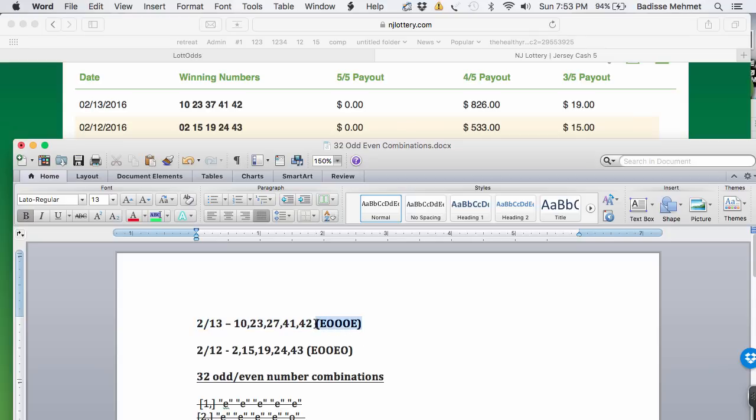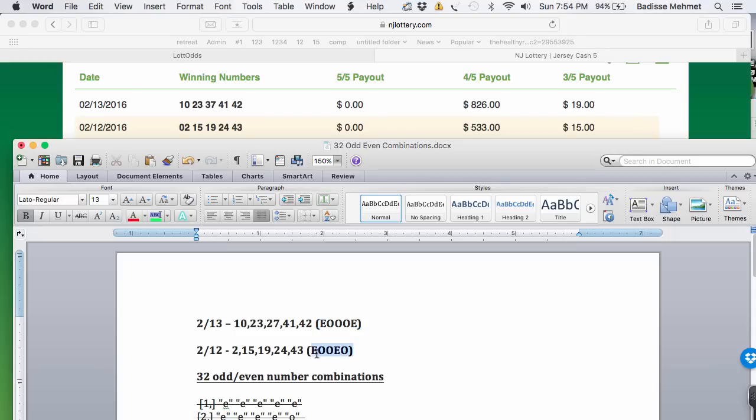Look, on February 13th there are 3 odds in that number. And on February 12th there are 3 odds in that number. First of all, you have the odd even pattern. Let me say it this way: the winning numbers sit on a foundation of an odd even pattern, right? Well, guess what? The odd even patterns have their own number foundation, or amount patterns.